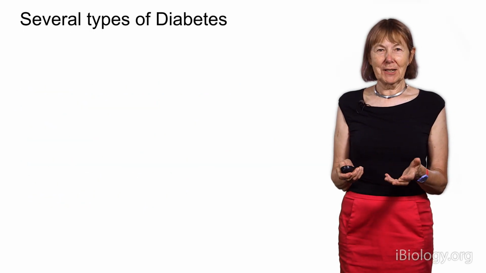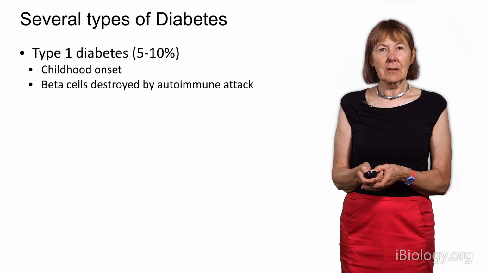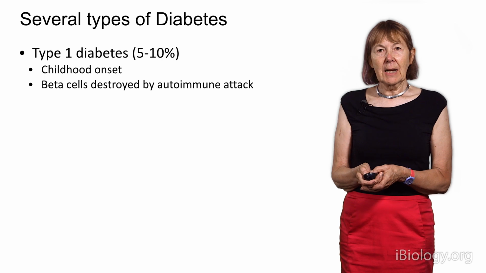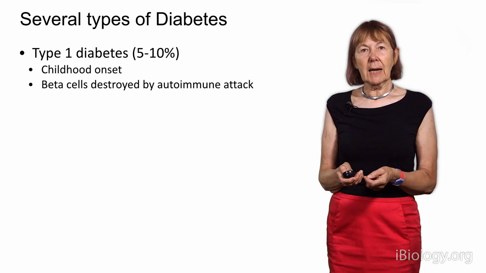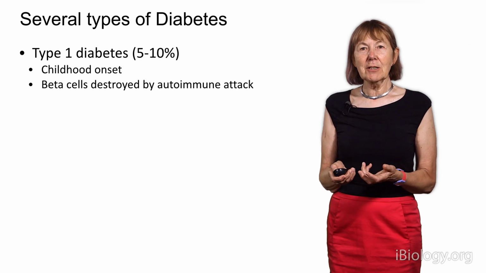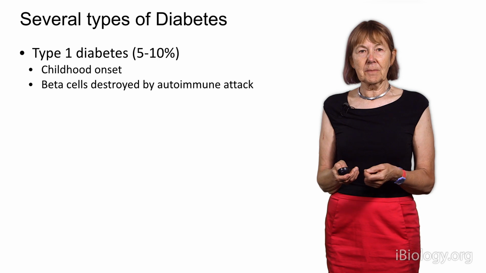There are several different types of diabetes. Type 1 diabetes is childhood in onset and affects around 5 to 10% of people with diabetes. It's caused by an autoimmune attack on the pancreatic beta cells, which results in their destruction. And consequently, these individuals will be on insulin for the whole of their lives.